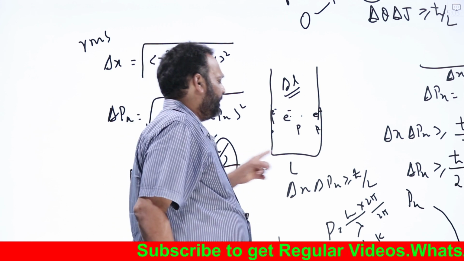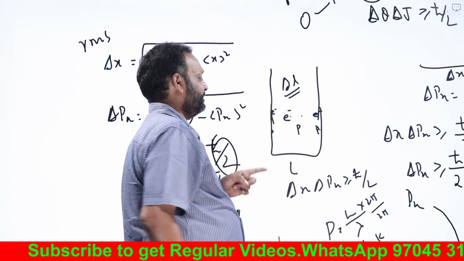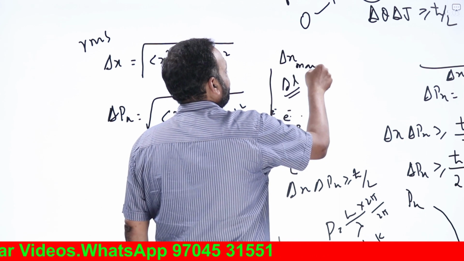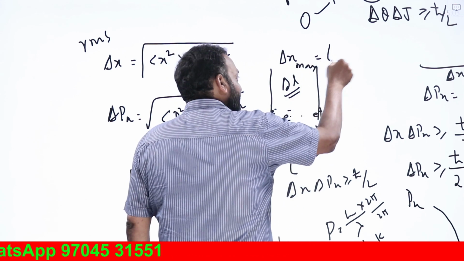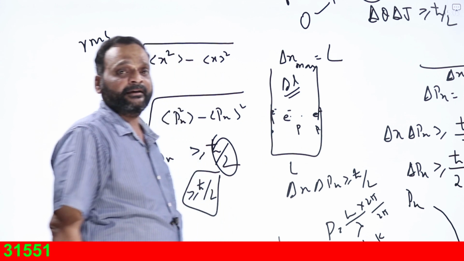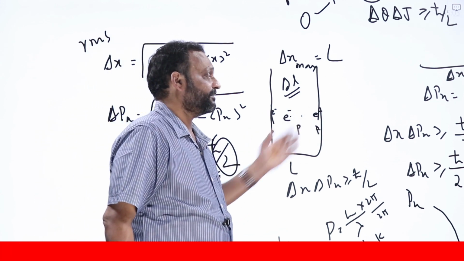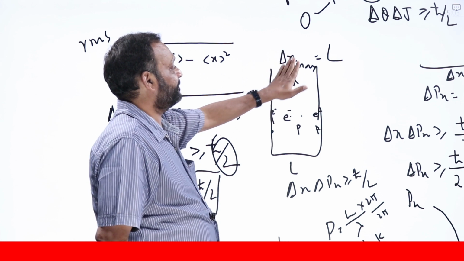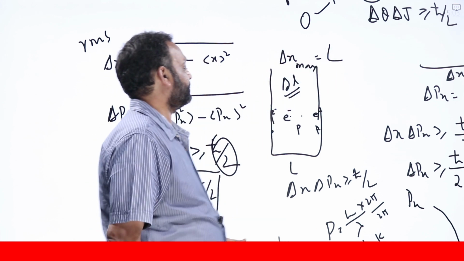So what is the maximum uncertainty in their position? Delta x, the maximum uncertainty in their position, is equal to the length of the box itself, because particles cannot go outside the box. They are confined to the box only. So the maximum uncertainty in their position is L.